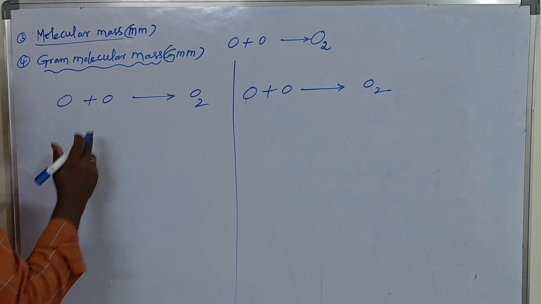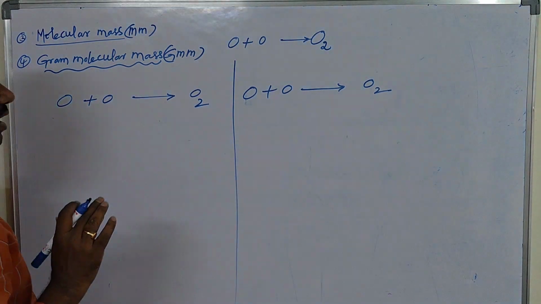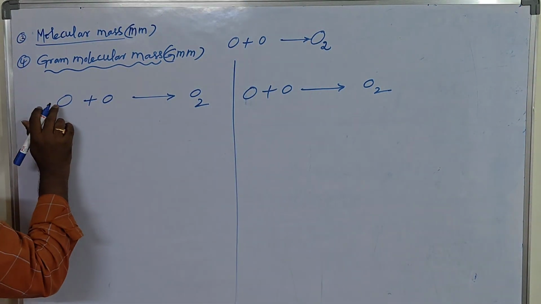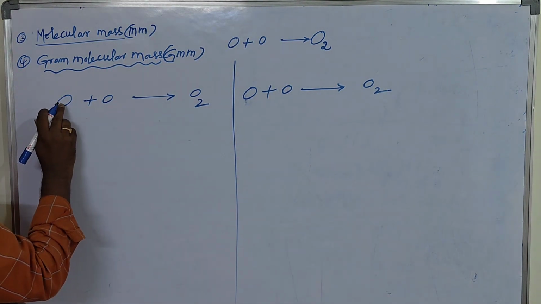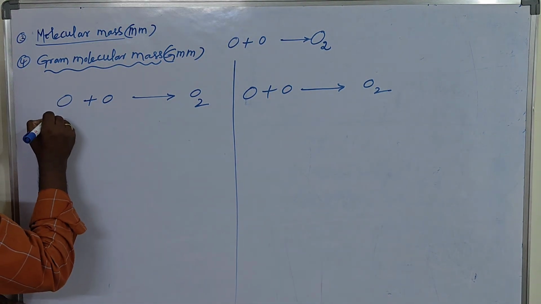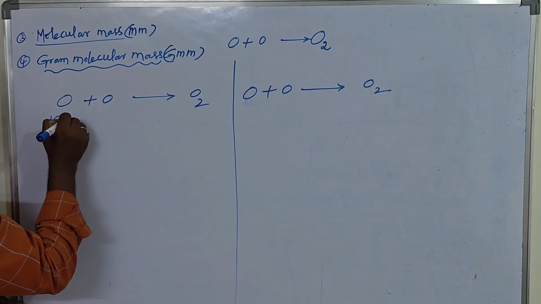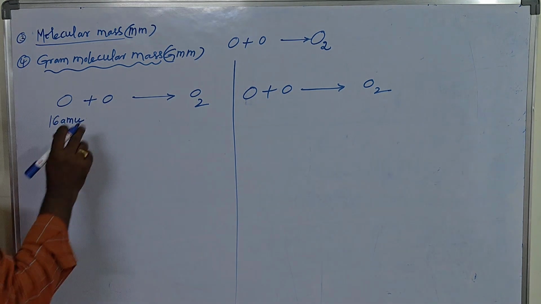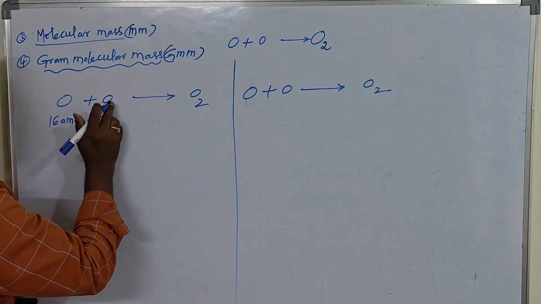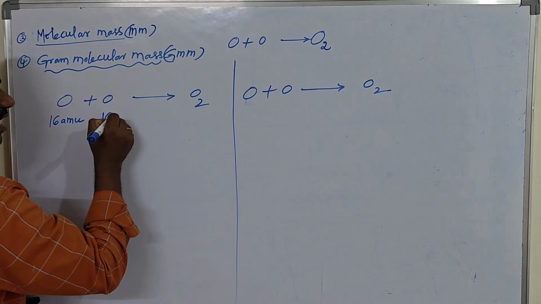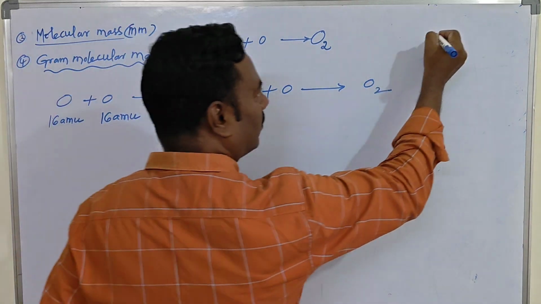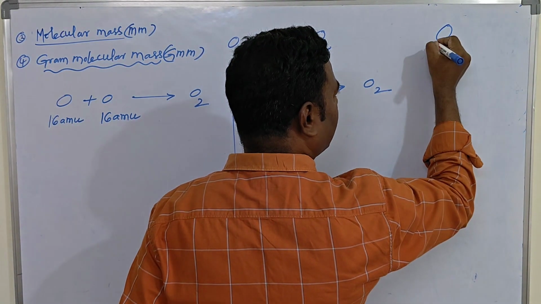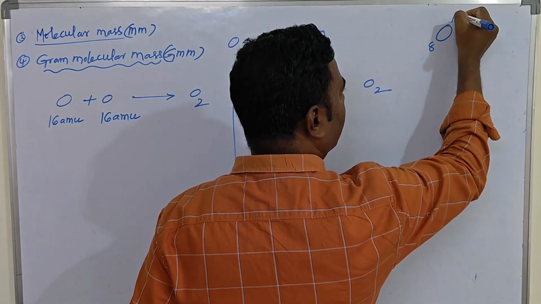First you have to take like this. Here, this is 1 oxygen. Just imagine 1 oxygen. 1 oxygen mass is 16 AMU. This is also 1 oxygen. Its mass is 16 AMU. Why? Because oxygen atomic number is 8, mass number is 16.